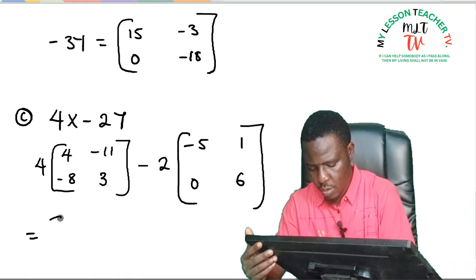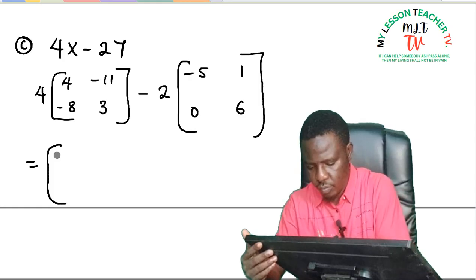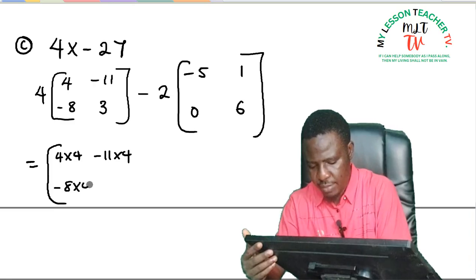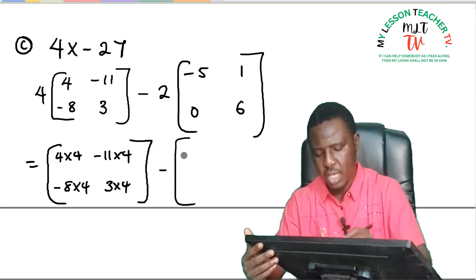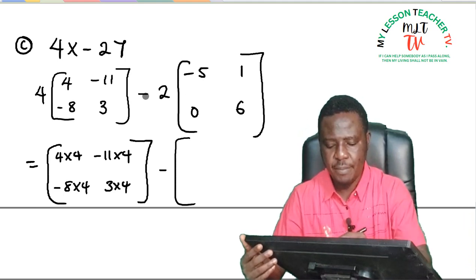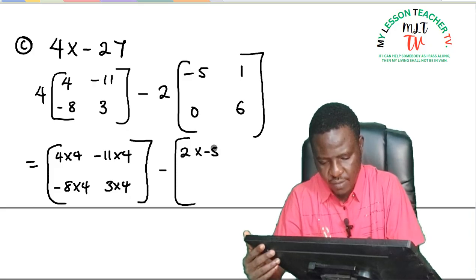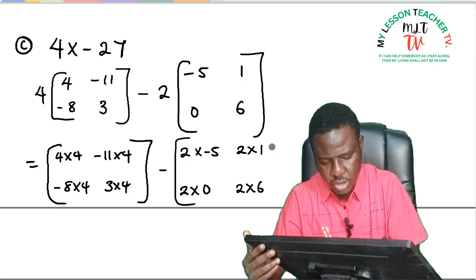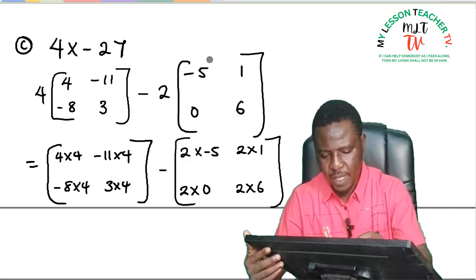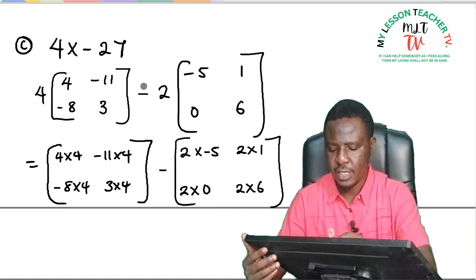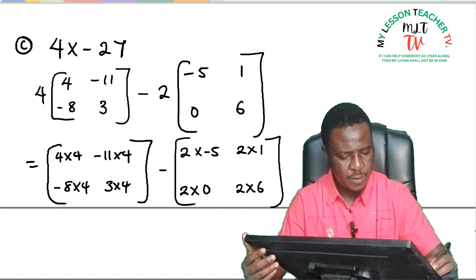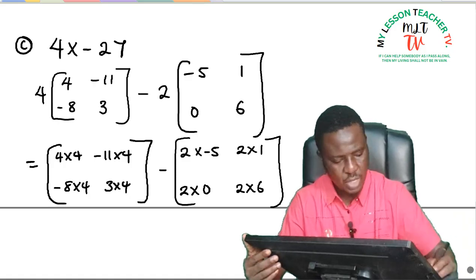This is equal to the matrix 4 times 4, minus 11 times 4, minus 8 times 4, and 3 times 4, minus, since I'm subtracting, I'm not going to multiply every term by minus 2, but rather by 2. So this is 2 times minus 5, 2 times 1, 2 times 0, and 2 times 6. If you were to multiply every term in the matrix by 2, definitely the sign outside is going to be positive. Okay? So I just chose not to do that, so that I will do that when I'm subtracting.